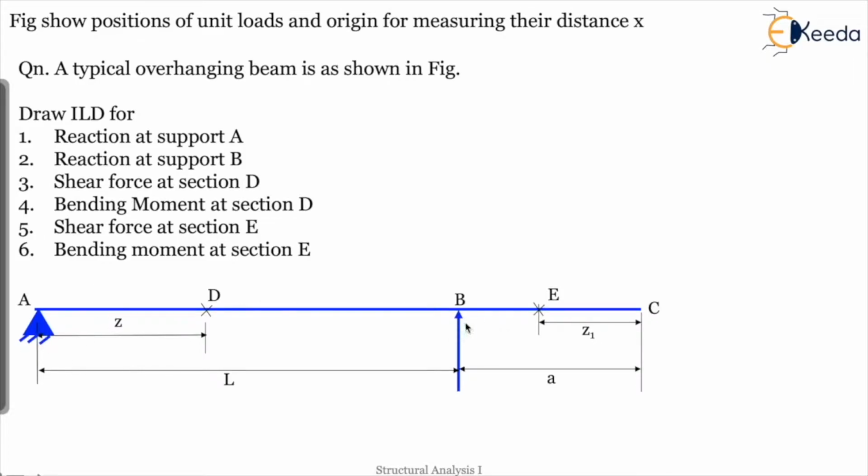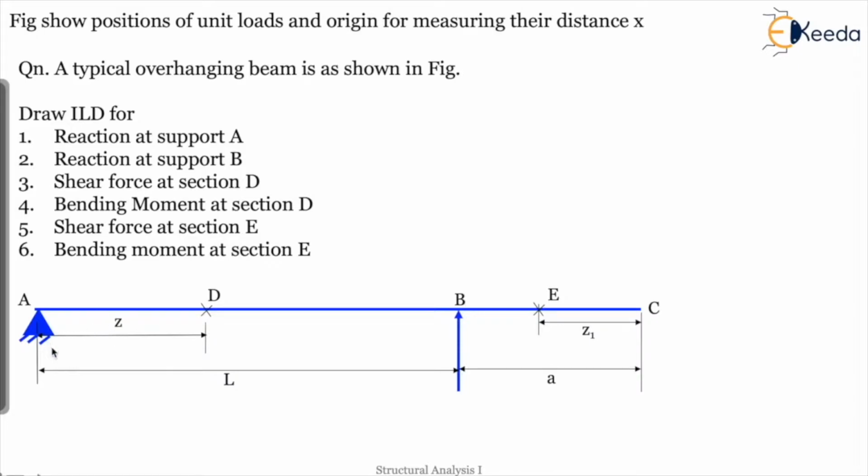These are the supports A and B, and we have to draw influence line diagram for reaction at support A. See it carefully what we need to calculate. So we need to draw reaction at support A, reaction at support B, shear force at section D, and even bending moment at this point, and also shear force and bending moment at point E.